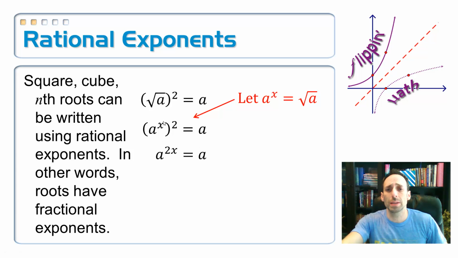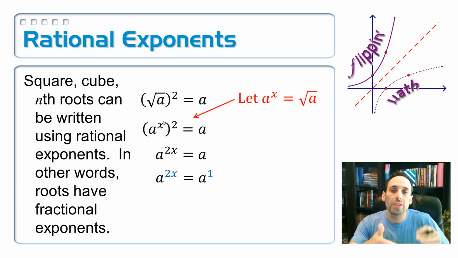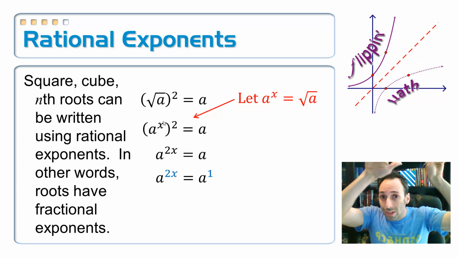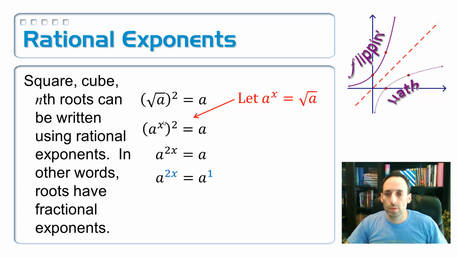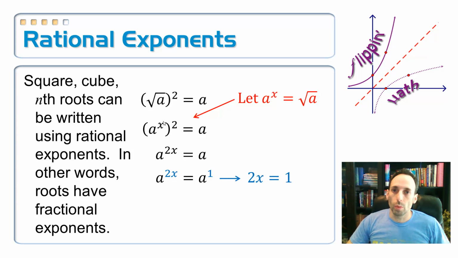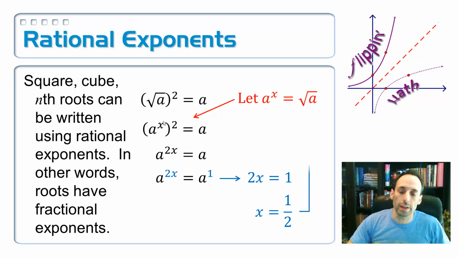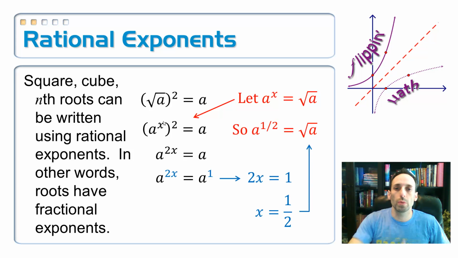And that is the same thing as a to the 2x is equal to a to the first. I just put that exponent on there because if the bases are the same, the exponents must be the same. This means that 2x must be equal to 1. What does x have to be? 1/2. So there we go. We just solved for what that exponent has to be. The square root of a number is the same thing as a number raised to the 1/2 power.